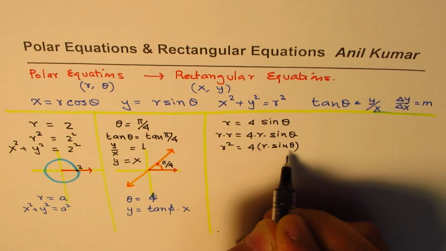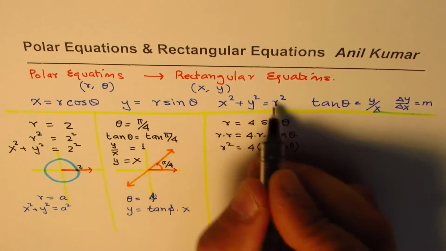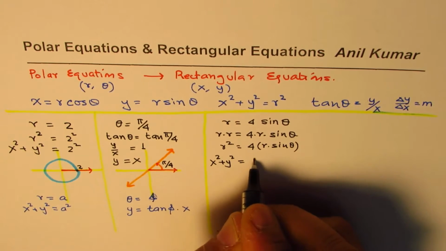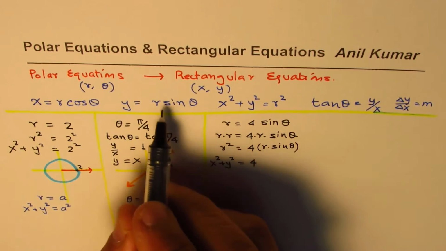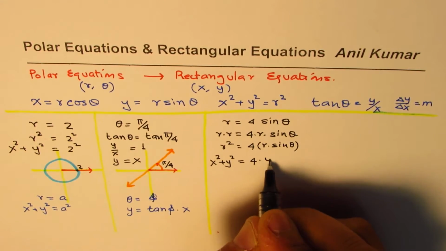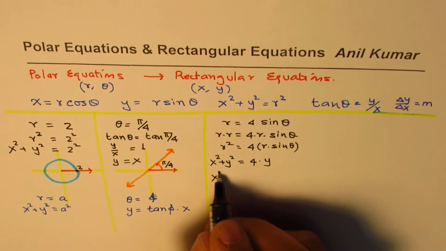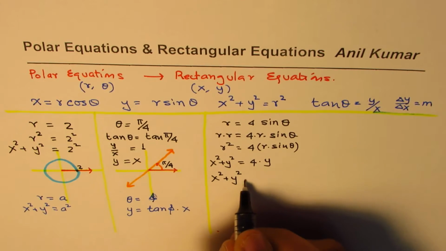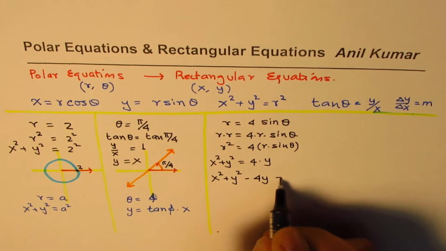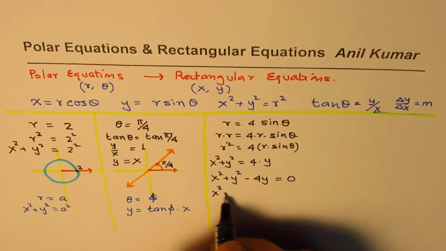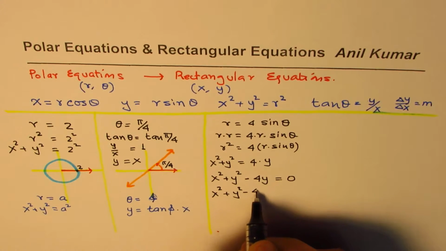Now, r square and 4 times r sine theta. Does it remind you of something? r square is x square plus y square. And in 4 times r sine theta, r sine theta is y, so I'll replace this with y. Now we could bring it to the left side. We have x square plus y square minus 4y equals 0. And here we can do completing the squares, okay? So x square plus y square minus 4y.